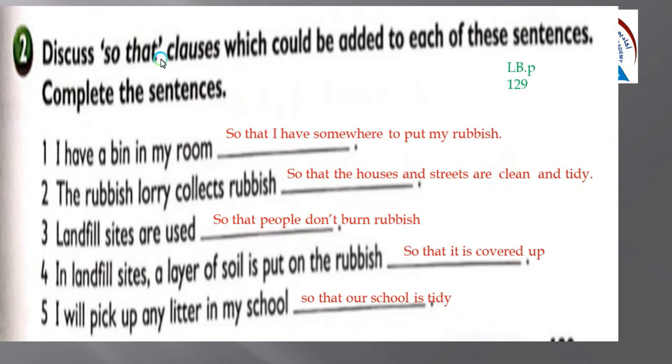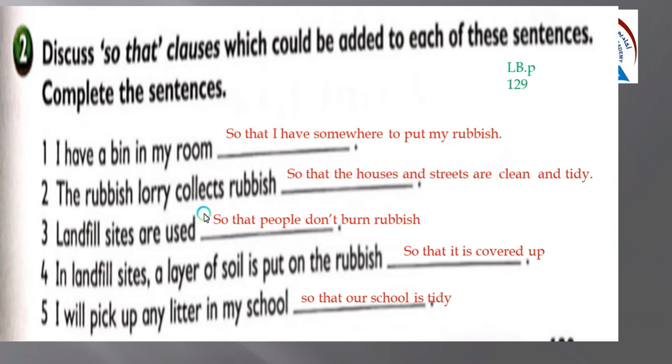Here in our language book, page 129, we have a question that is related to so that clauses. Discuss so that clauses which could be added to each of these sentences. Complete these sentences. I have a bin in my room. Why do we have a bin in our rooms? So that I have somewhere to put my rubbish. So this is the reason that I have my bin in my room.